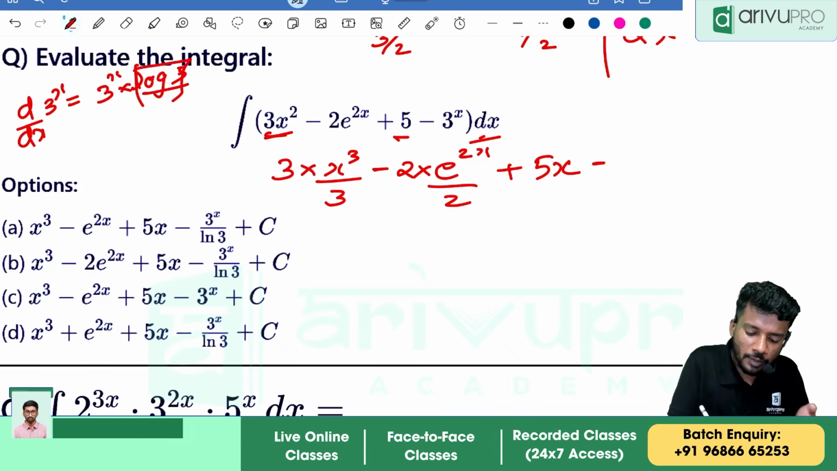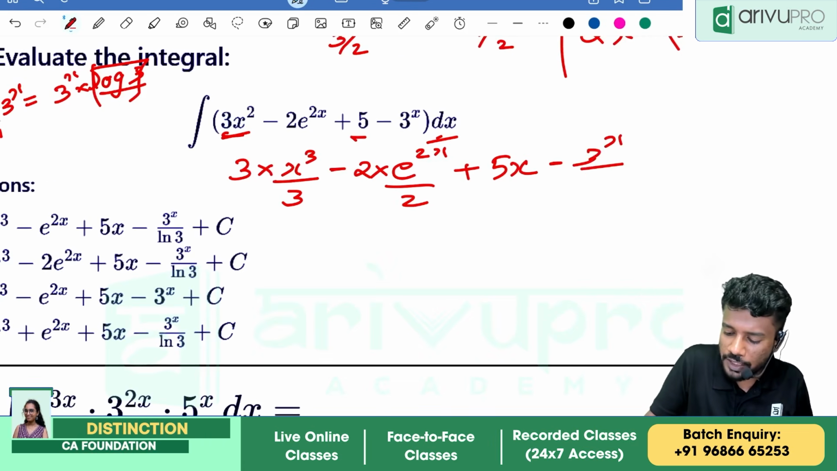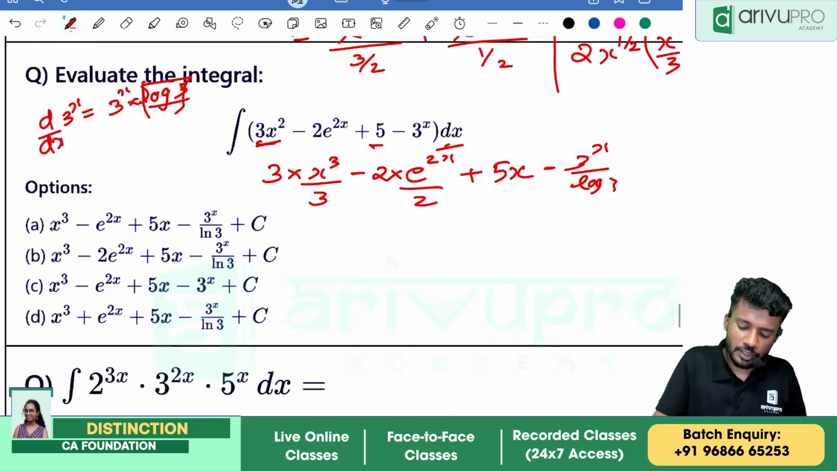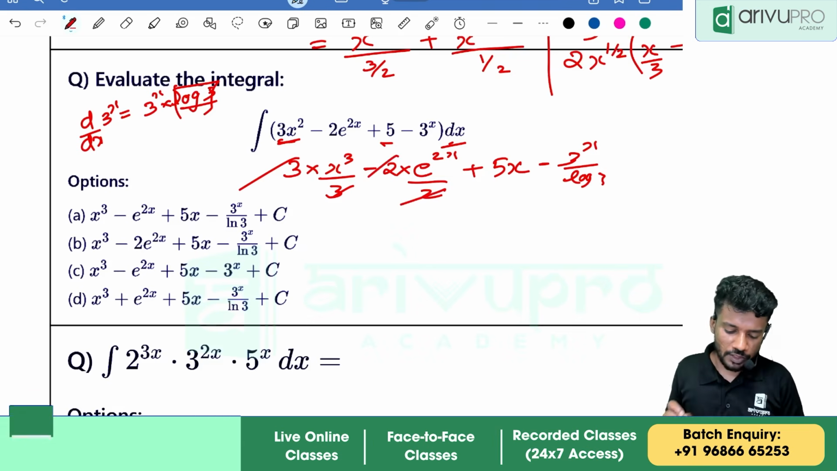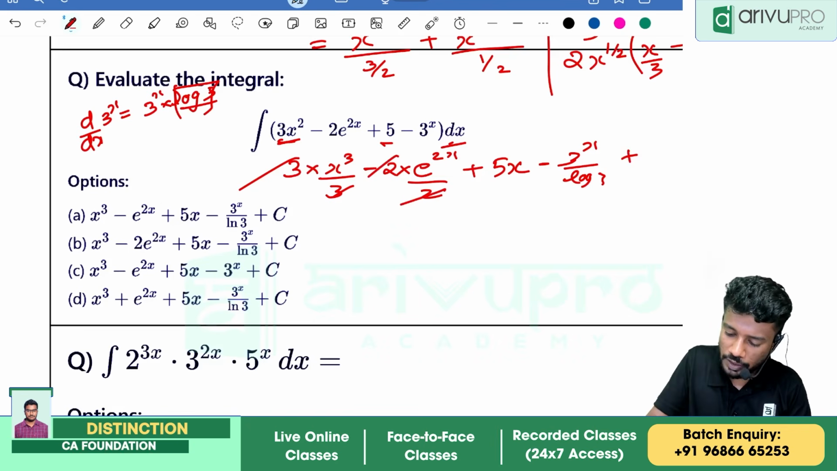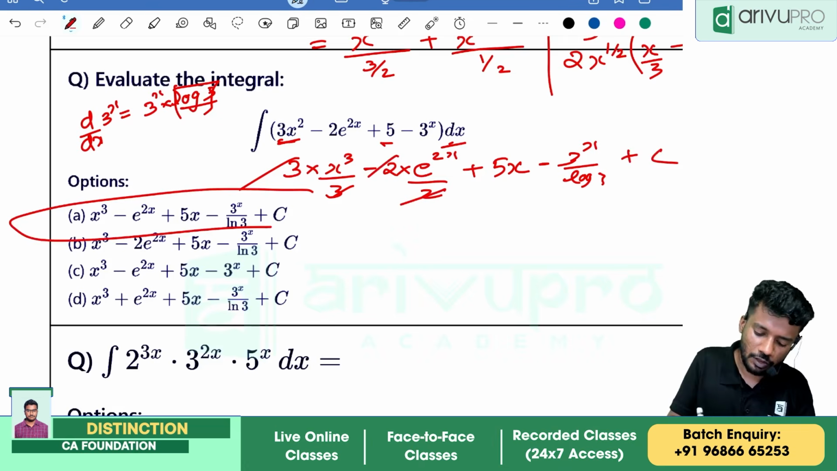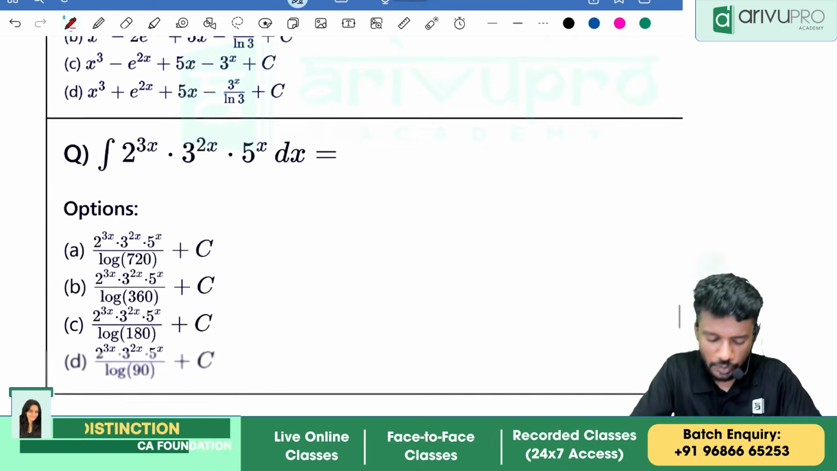This log 3 should come in the denominator. That is nothing but 3 raised to x by log 3. Now tell me what is the answer. x cube minus e raised to 2x plus 5x minus 3 raised to x by log 3 plus c. Option A is your answer. Got it now? Yes. Next one.